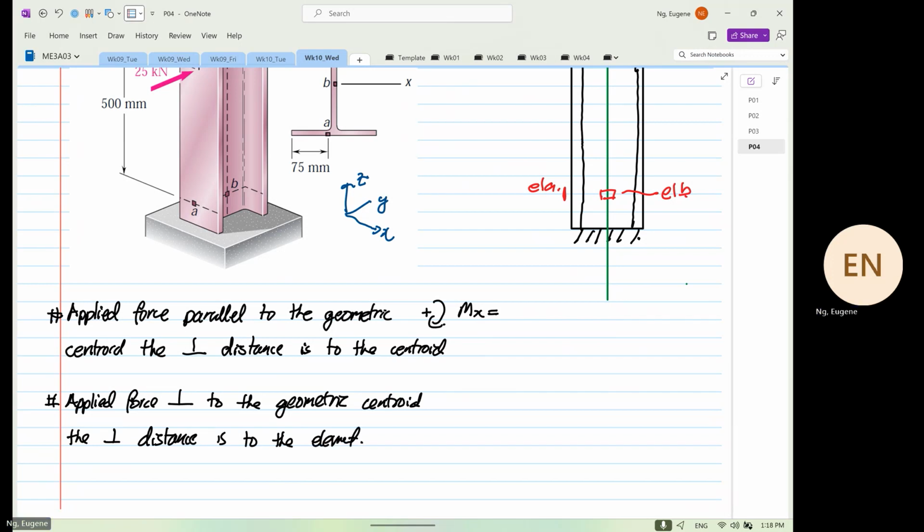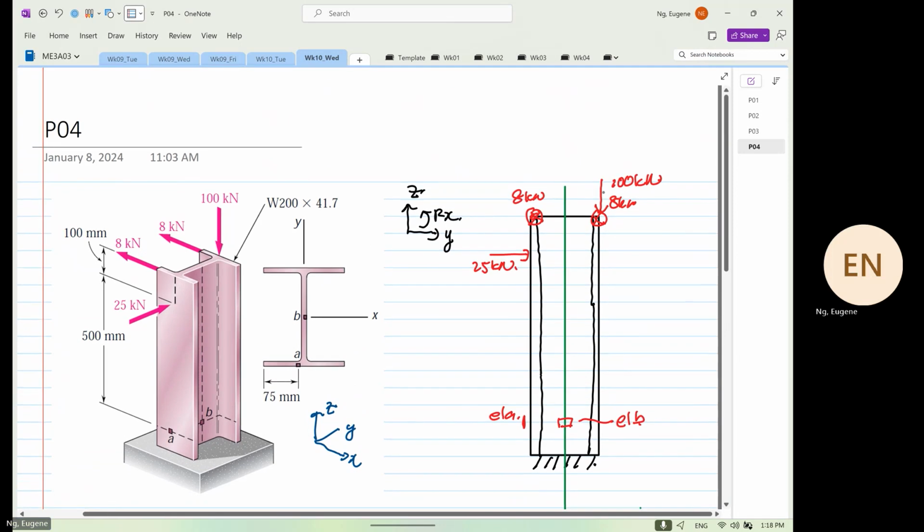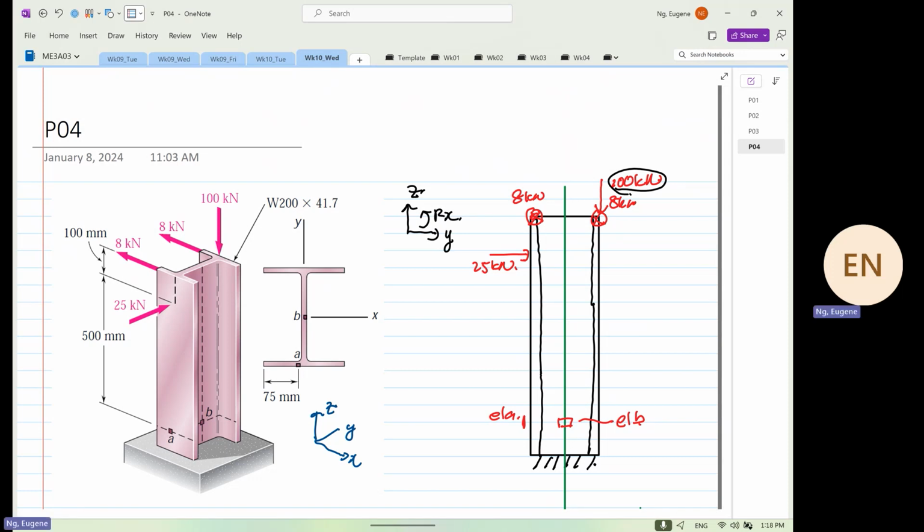For this case, the 100 kilonewton force is parallel to the geometric centroid, so you take the distance to the geometric centroid. The 25 is perpendicular to the geometric centroid, so you have to take this distance. Are we clear? After doing this, no more difficulty. We are done. Then it's just a matter of throwing in the formula. I'll see you on Friday.